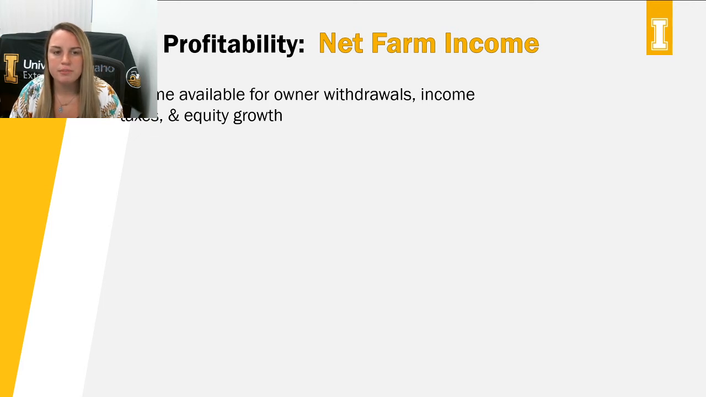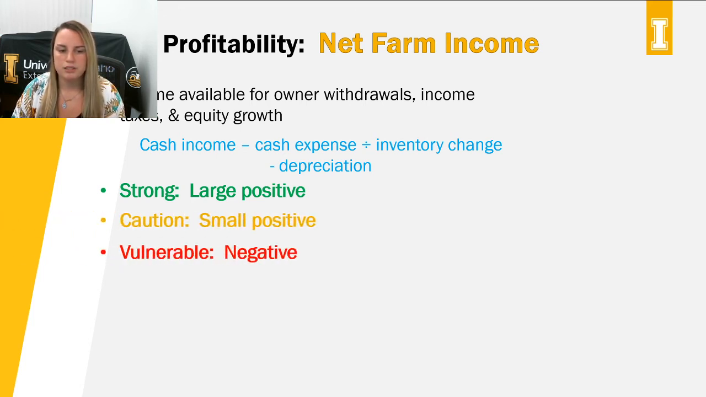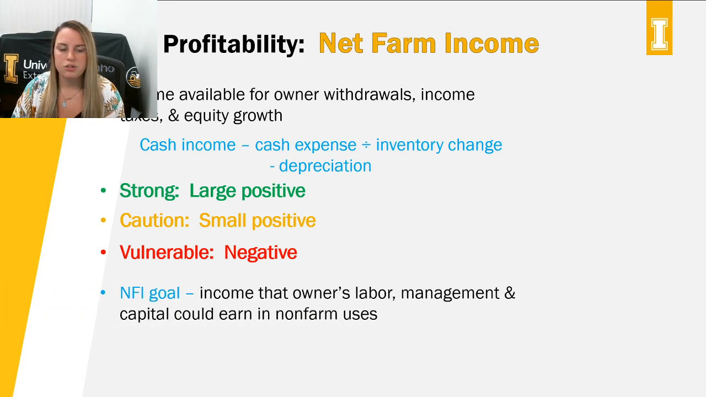So what is your net farm income? It's the income available for owner withdrawals, income taxes, and equity growth. It's cash income minus cash expense, plus inventory change minus depreciation. A strong ratio would be a large positive, caution small positive, vulnerable negative. The goal for net farm income is the income that the owner's labor, management, and capital could earn in non-farm uses. So if you are able to make as a net farm income the same as if you had an in-town job, that's a really great goal.